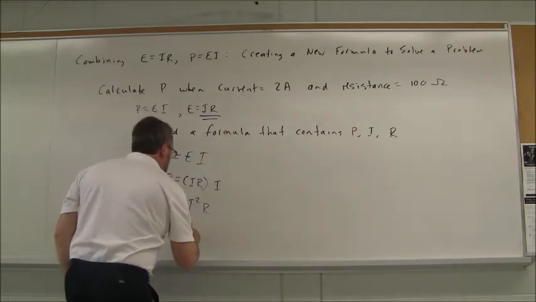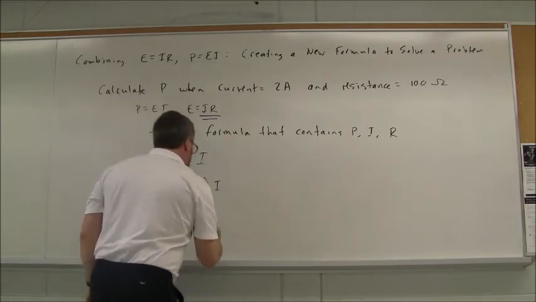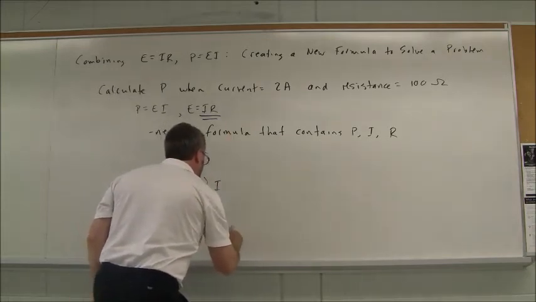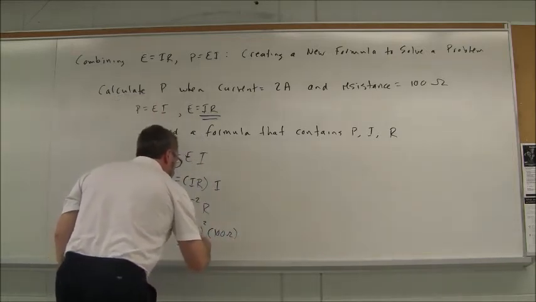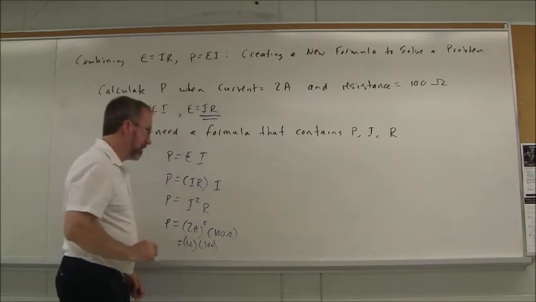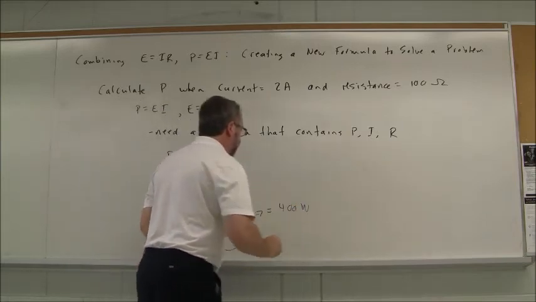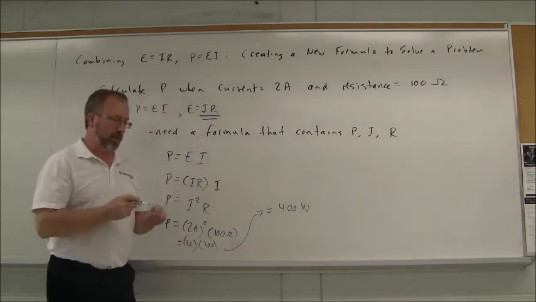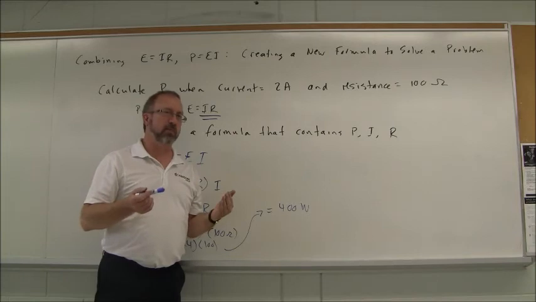So 2 amps squared times resistance. So it'll be 4 times 100. It's 400 watts. So there's more than one way to solve these problems.